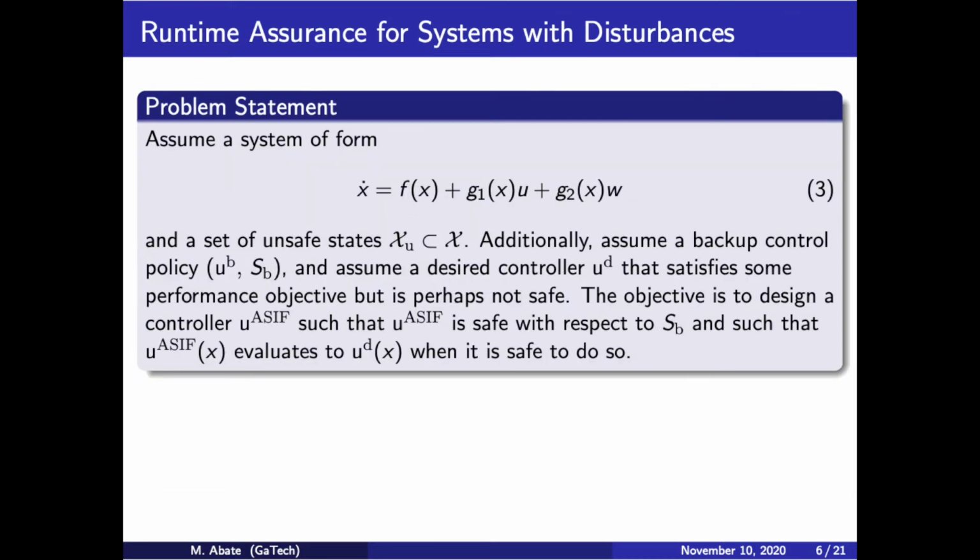So this problem reads as follows. We're going to assume a system given by equation 3, and we're going to pair it with an unsafe set of states, and we'll assume a safe verified backup control policy for the system. And also a desired controller which satisfies some performance objective, but perhaps may cause the system to enter the obstacle region when employed. So the objective of the runtime assurance problem is to design a controller, ASIF, such that for any state beginning inside the safe set of the backup controller, the assured control input ASIF guarantees safety for all time, but also ASIF evaluates the desired control input whenever it is safe to do so.